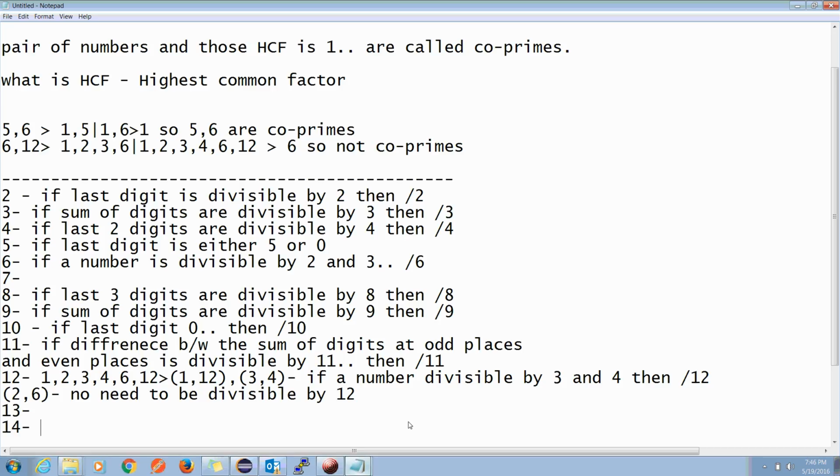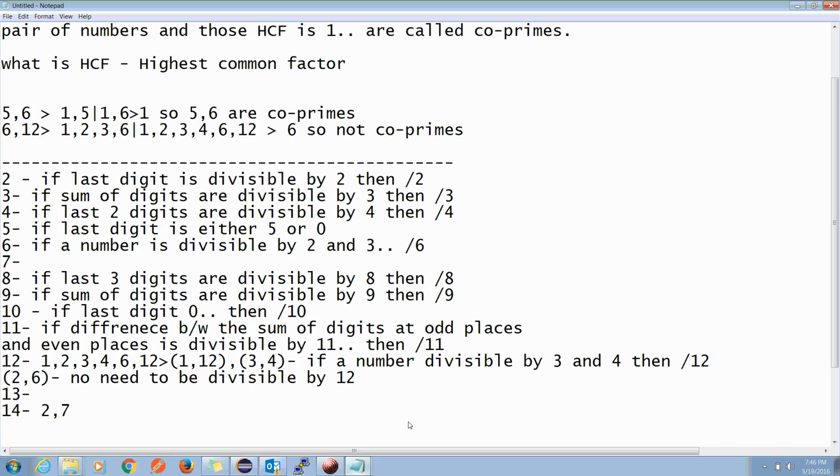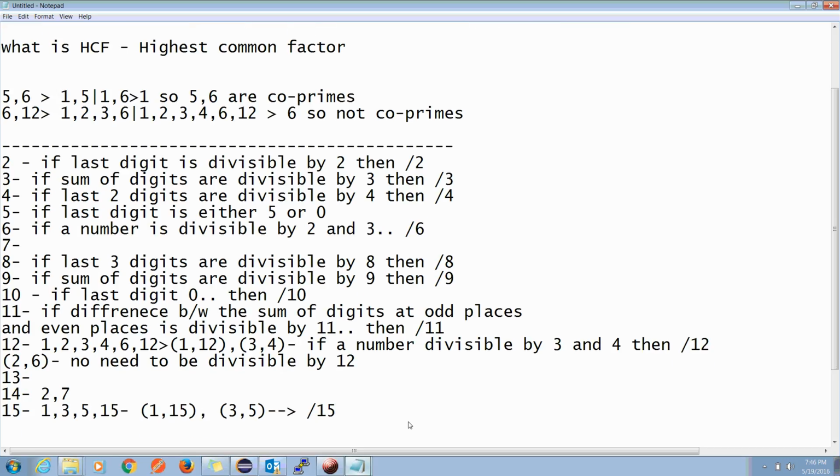14 also, similarly, if a number is divisible by 2 and 7, that is divisible by 14. 15 also, what are the factors of 15? 1, 3, 5, 15. So what are the co-prime pairs here? 1 comma 15, and 3 comma 5. So if a number is divisible by 3 and 5, then that number is divisible by 15.